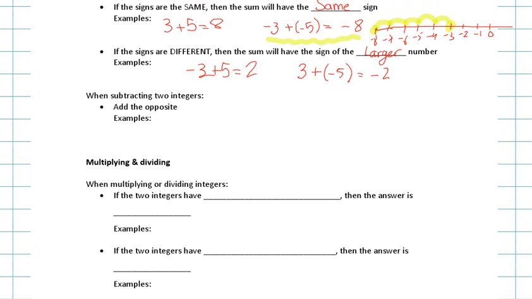So now what happens when you're subtracting integers? Okay? So what happens if I have 3 take away -5?